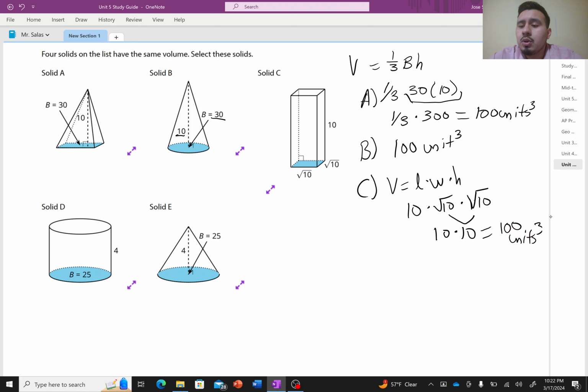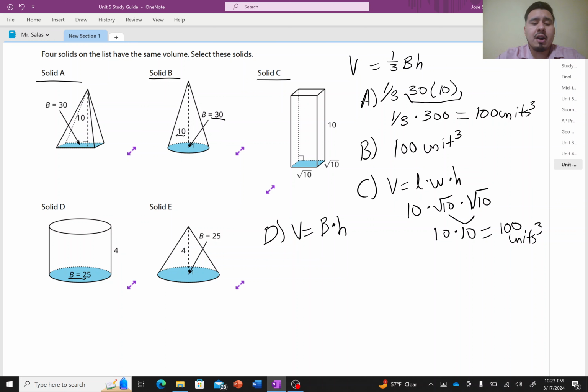D is a cylinder. For the cylinder, volume is equal to base times height. Why do I say base times height? Why didn't I say pi r squared times height? Well, they gave us the base. If they give you a base, in this case they say base is equal to 25, we don't need to worry about the pi r squared. If they give us a radius, that's when we use the pi r squared formula.